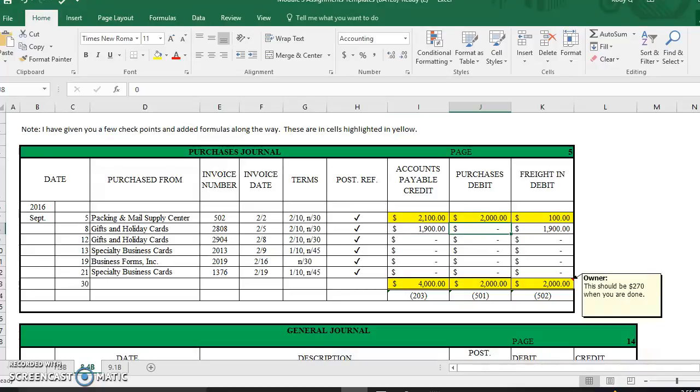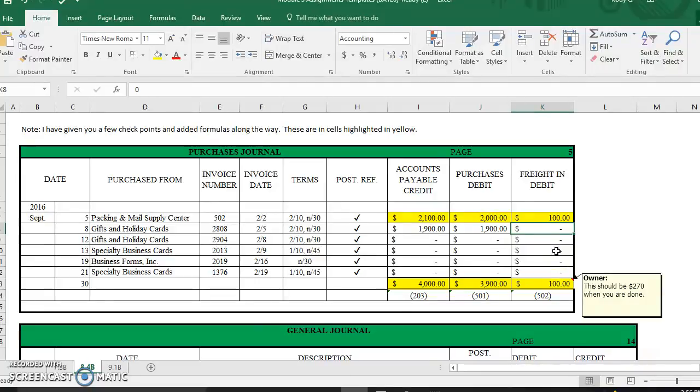Your purchases debit is going to be the $1,900. Your freight is 0 because it didn't say anything about freight. So when you get all done with this, this should add up to $270. And I will give you one other hint on that for listening. There's only 3 transactions, I believe, that have a freight debit to add up to that.